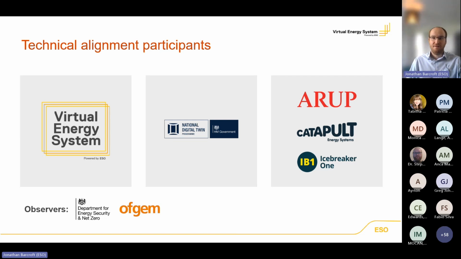We developed a data sharing infrastructure technical specification based on a proposed use case, which focused on operational planning in electricity. And we were supported in the delivery of this by our research team comprised of Arup, Energy Systems Catapult, and Icebreaker 1. The requirements of the data sharing infrastructure specification were evaluated against the capabilities of the National Digital Twin Programme's integration architecture, and a gap analysis was performed to identify the priorities for development to demonstrate our use case.